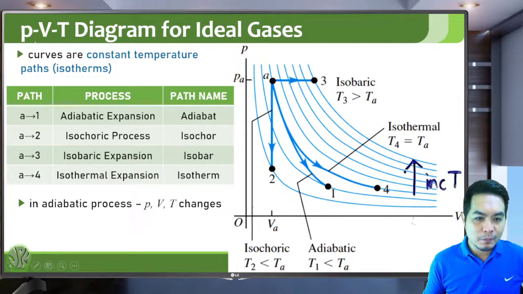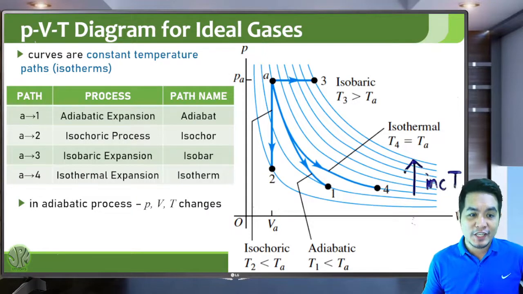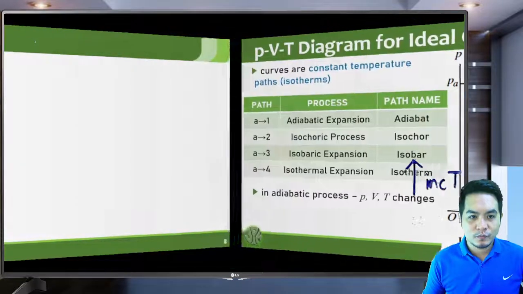So in an adiabatic process, again, I would like to emphasize that all of the state variables, pressure, volume, and temperature, change. In an isochoric process, volume is constant. Isobaric process, pressure is constant. Isothermal process, temperature is constant.